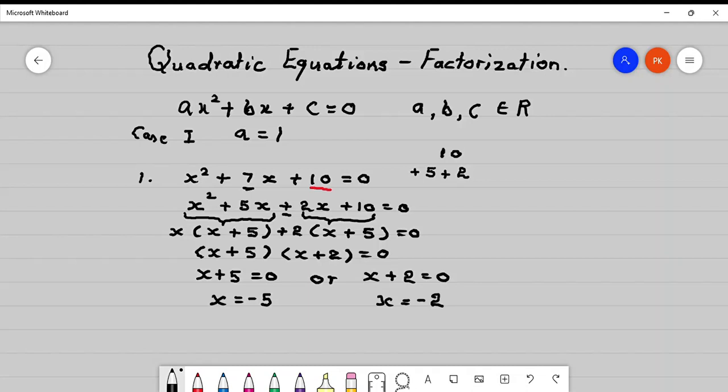So keep it in mind, if the sign of the constant term is positive, find out the two factors of the constant term. The sum should be equal to the coefficient of the middle term. And secondly, if the sign of the middle term is positive, give both the factors a positive sign. Now, come to the second problem here.